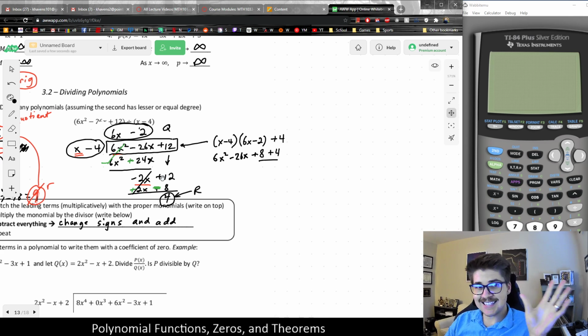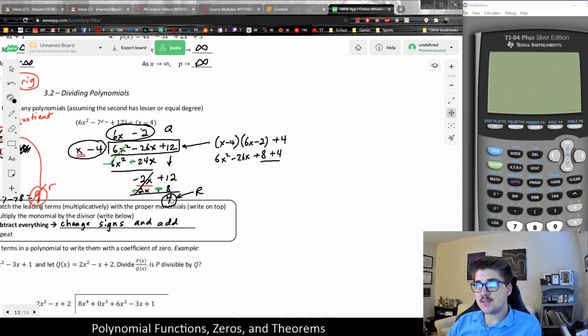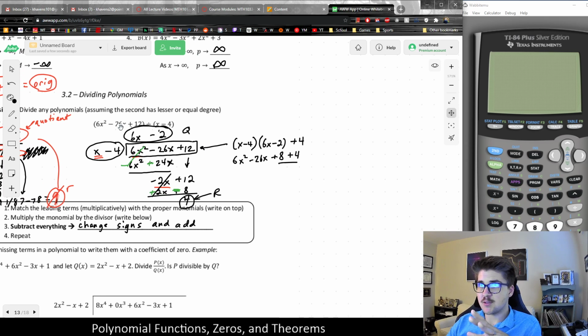And the last thing I'll say in this video is that, like before, if we ever get a remainder that is not 0, we would say that these polynomials were not divisible. So back to the original problem, which I've now accidentally erased, we would say that x minus 4 does not go into 6x squared minus 26x plus 12, or these two polynomials were not originally divisible. And the remainder is always a way of checking. If the remainder is anything other than 0, those polynomials did not quite fit back together.